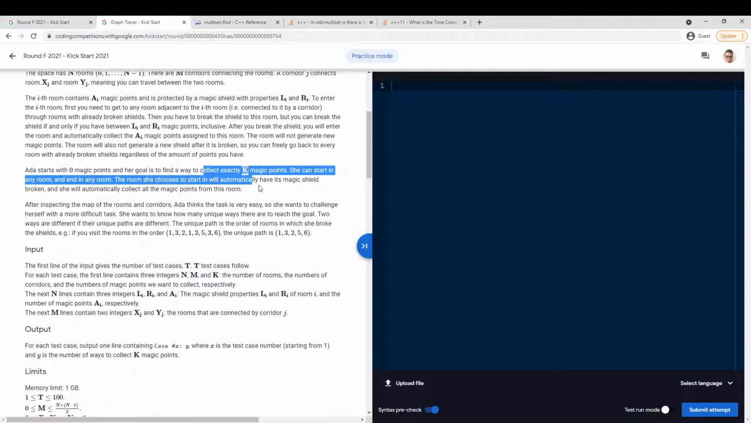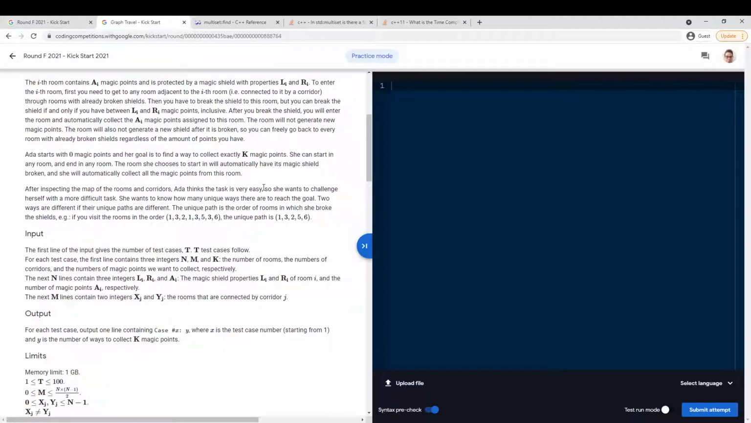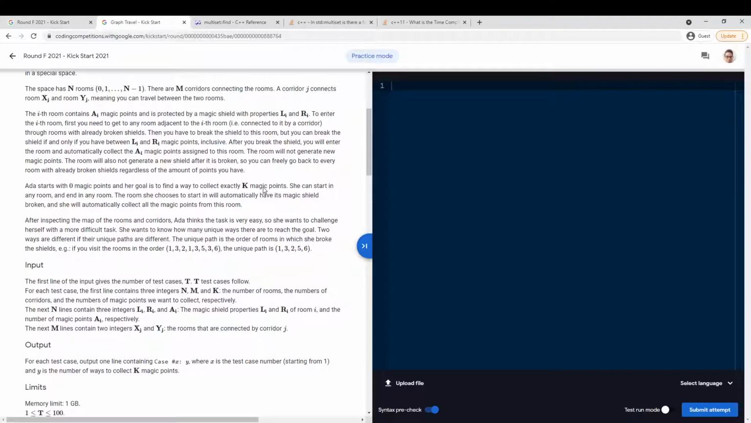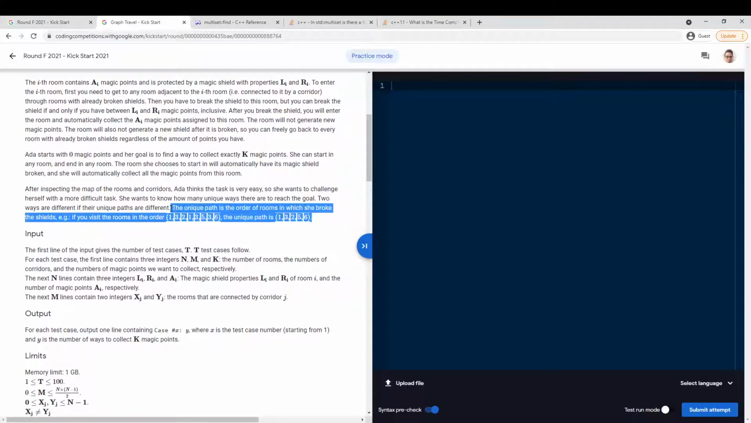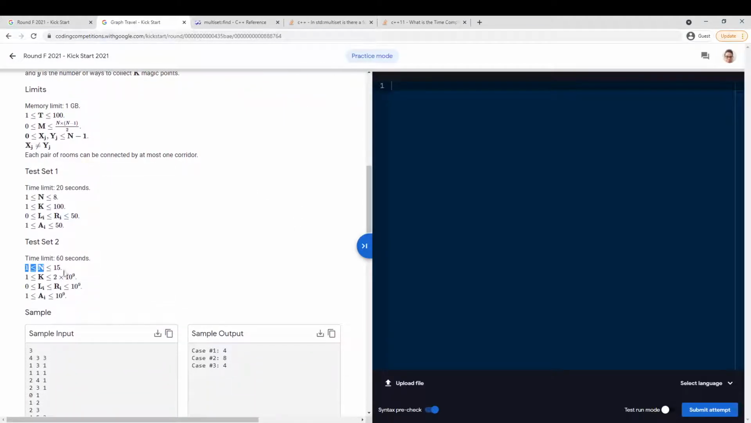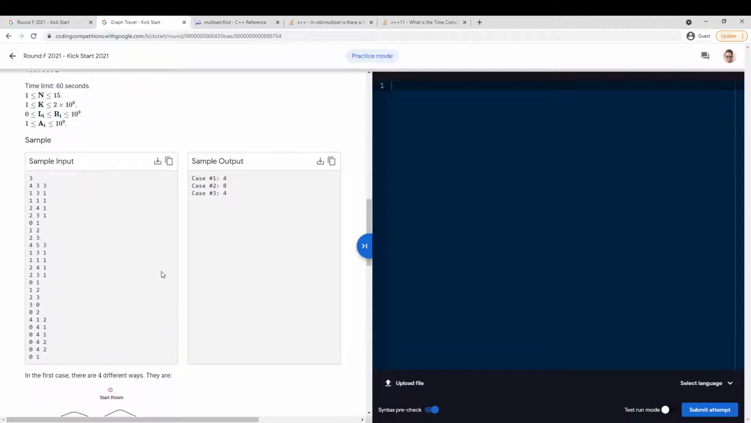So we want to get exactly k magic points, and we can start wherever we want and end wherever we want. We want to know how many different orders of rooms there are to get to k. And n is up to 15, and everything else is up to 50.